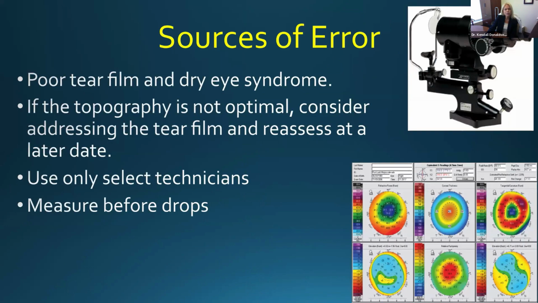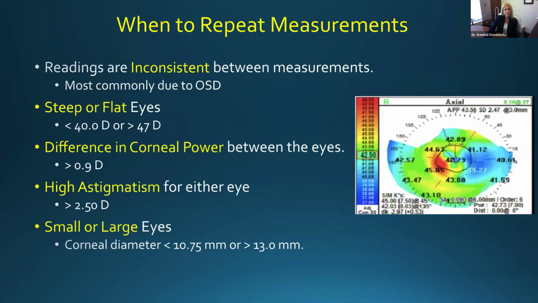There are many sources of error in our IOL calculations, but again, the number one source of error is a poor tear film and dry eye syndrome. If your corneal topography does not look perfect, then reassess the tear film, treat the ocular surface, and bring the patient back at another visit for repeat topography and tomography. Not every technician is great at this, so I have a few technicians that do all of our ocular surface measurements, that do all of my IOL measurements. Make sure the patient doesn't get drops or isn't dilated before they get their measurements.